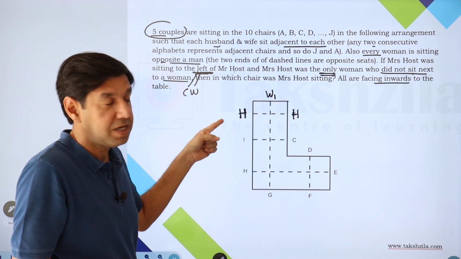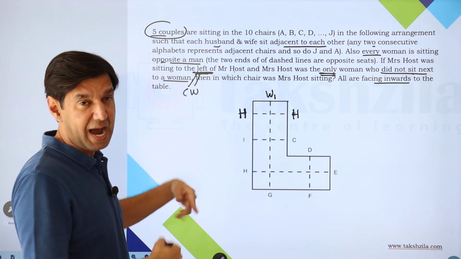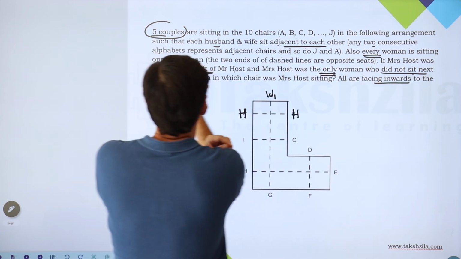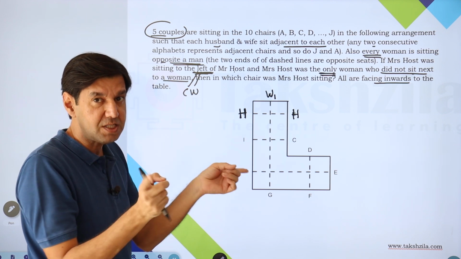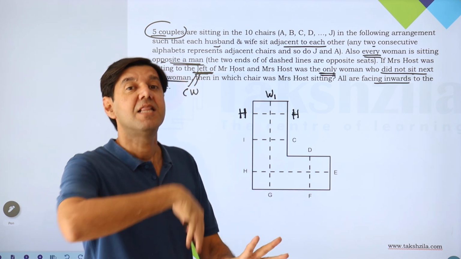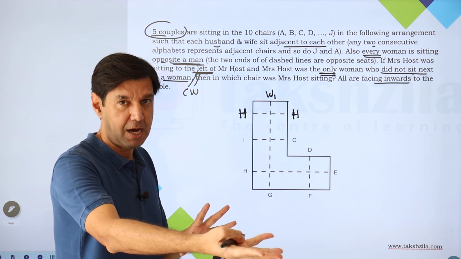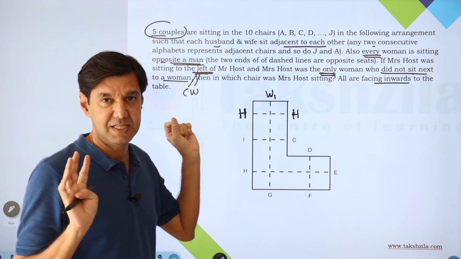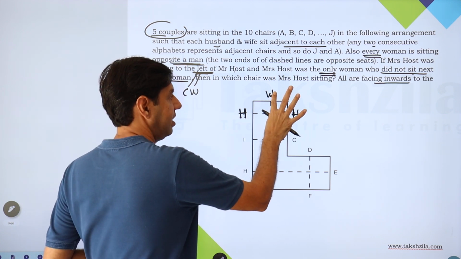Yeah, there's no condition given about a man being opposite a man. It just says every woman is sitting opposite a man, but because there are 5 pairs of opposites and there are 5 women, there have to be 5 men opposite them. Therefore, men and women have to be opposite each other. Husbands cannot be. So this cannot be the position.